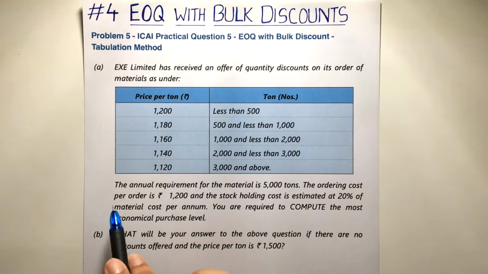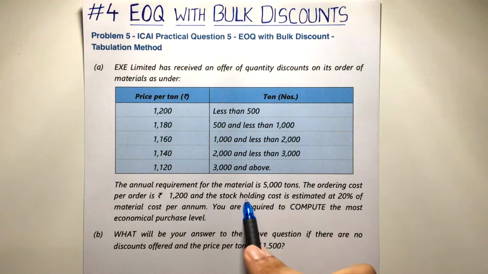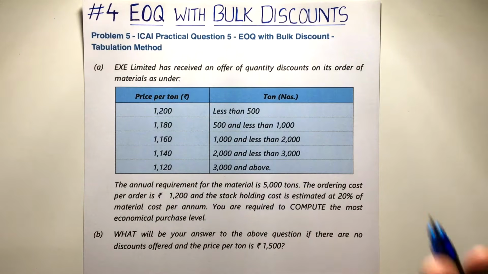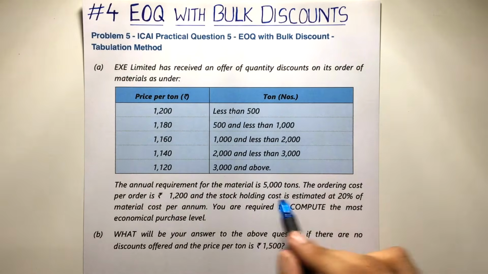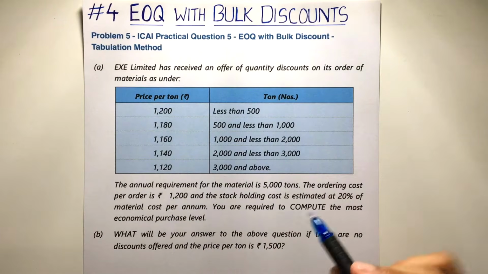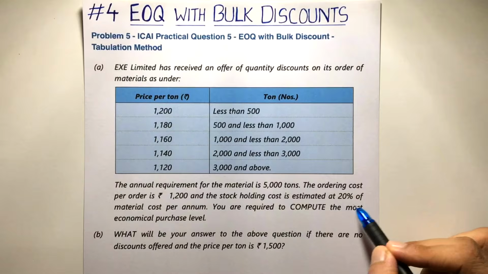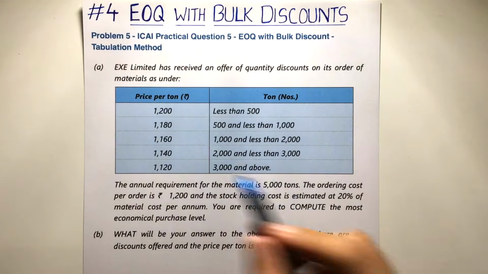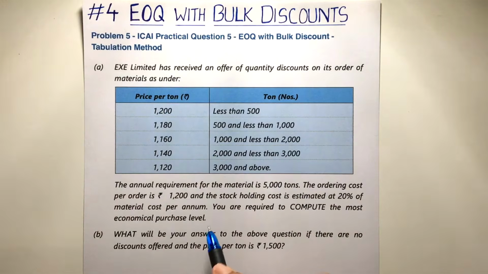And then see, the question is saying the annual requirement for the material is 5000 tons. So this is annual consumption, or you can call it annual demand. And then they're saying the ordering cost per order is 1200. And the stock holding cost, the carrying cost, is estimated at 20% of material cost per annum. 20% of what? Prices, isn't it? That's how we calculate the carrying cost. You are required to compute the most economical purchase level. Yes, that's what we have to do.